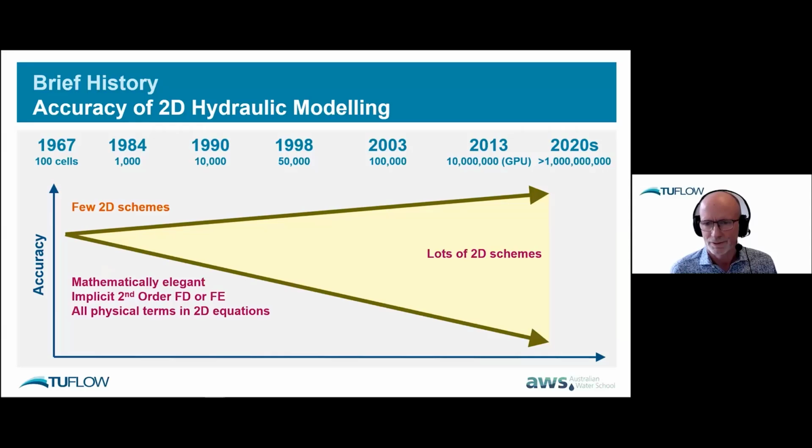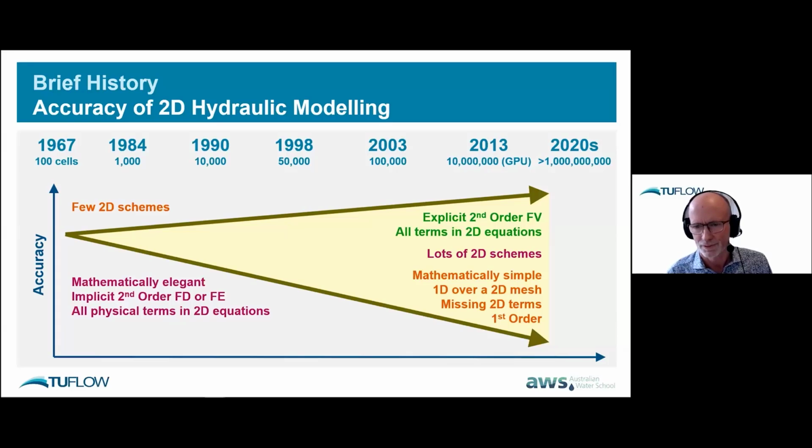But as time has gone on, we now have lots of 2D schemes. You have a huge choice of 2D schemes out there. And the dominant one these days is explicit second order finite volume because they can be parallelized onto GPU cards and so forth. And they'll use all the key terms in the equations. But there's also lots of very simple 2D schemes. There's some schemes that are basically the 1D solution over a 2D grid. Some don't have all the terms and some are just first order. So you have a huge choice in schemes, but you also have a very wide range in accuracy. So you have to know what you're doing.